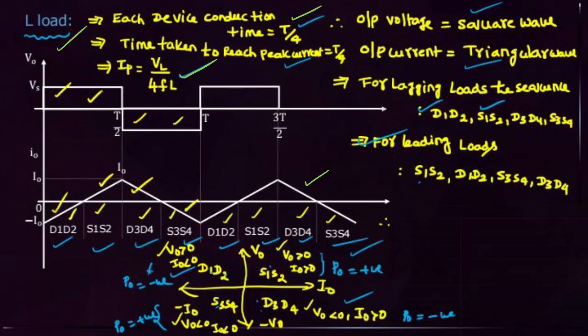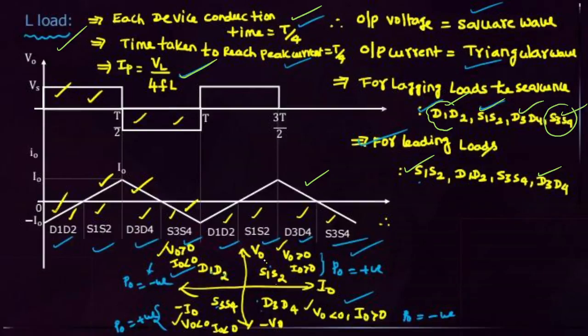But for lagging power factor loads, first which devices will conduct? First diodes, next switches. But here at a time how many devices are conducting? Two devices are conducting. That is, in lagging power factor loads, first diodes, next switches. For leading power factor loads, first switches, next diodes will conduct. Remaining as it is. And this quadrant operation also you have to concentrate on.